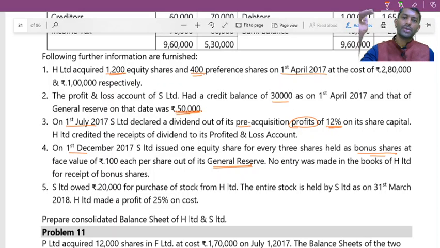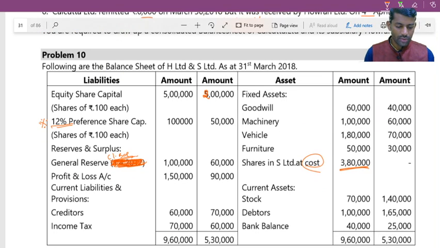Opening balance 50 was there, minus bonus issue. So we have to check what's the balance. And the closing balance in the general reserve as on 31st March 2018 is 60,000. No entry was made in the books of H Limited for receipt of bonus shares. S Limited showed that the share capital might include the bonus issue. That means whatever the 2 lakh is given, this is inclusive of bonus issue. Got it? Yes, sir. Including bonus.